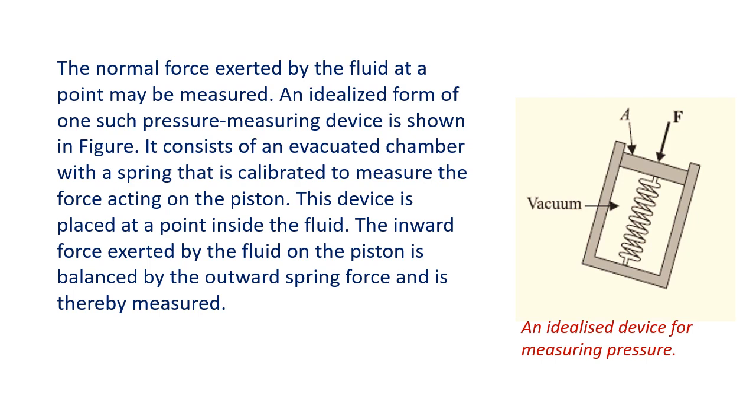The normal force exerted by the fluid at a point may be measured. An idealized form of one such pressure measuring device is shown in the figure. It consists of an evacuated chamber with a spring that is calibrated to measure the force acting on the piston. This device is placed at a point inside the fluid, and the inward force exerted by the fluid on the piston is balanced by the outward spring force and is thereby measured.